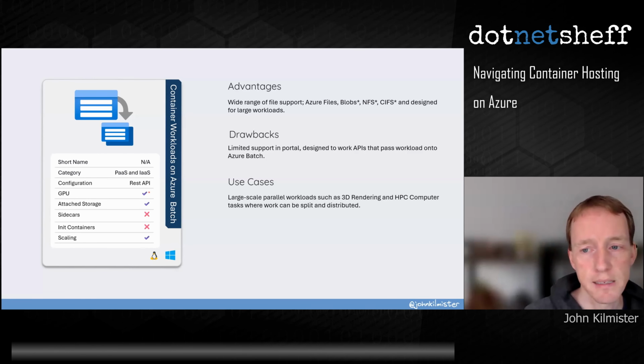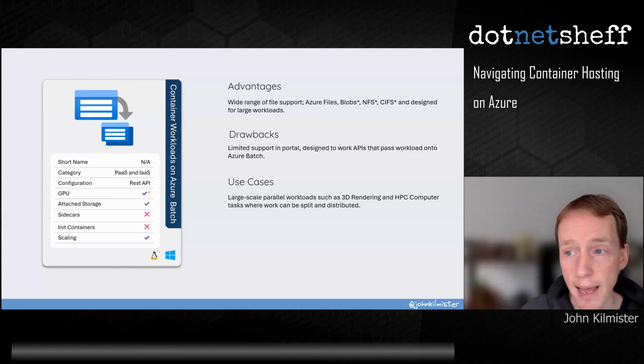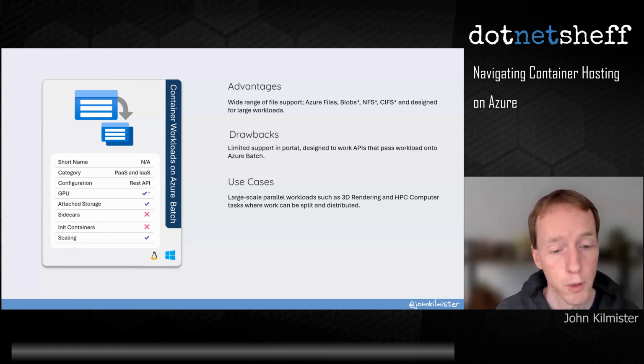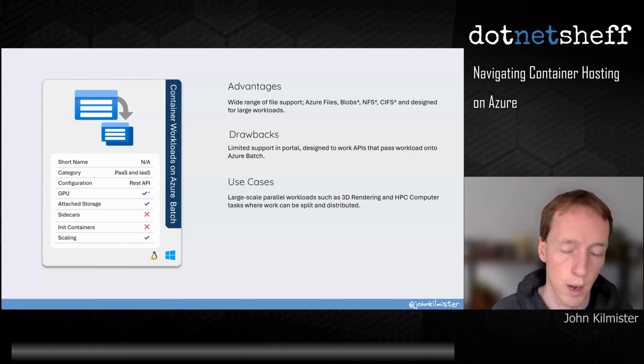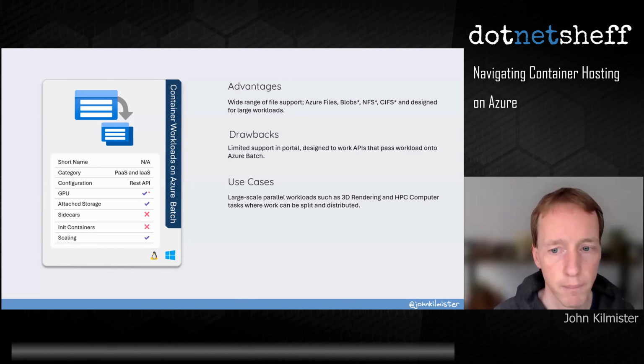The use cases for this are parallel workloads such as 3D rendering or HPC tasks, where something can be split up and distributed. That said, Microsoft now recommends deploying all GPU tasks onto a Kubernetes cluster, rather than using a service like this or Azure Container Instances. And I think that's where we're seeing a lot of the Azure Batch work going, towards Kubernetes as a kind of replacement for it.